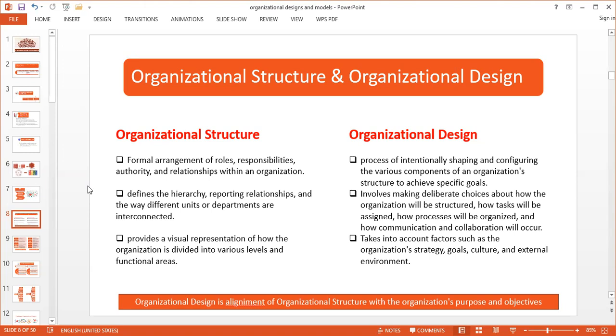Organizational structure provides a visual representation of how the organization is divided into various levels and functional areas, while organizational design takes into account factors such as organizational strategy, goals, culture, and external environment. Actually, organizational design is the alignment of organizational structure with the organization's purpose and objectives.